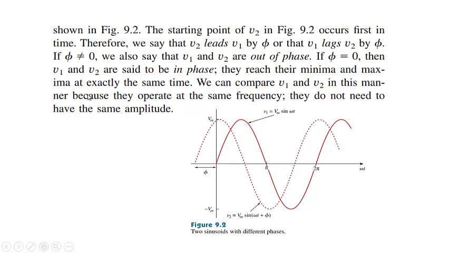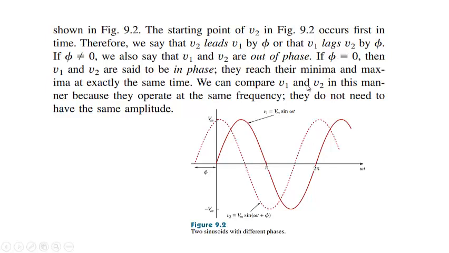If phi is 0, then V1 and V2 are said to be in phase. If they are in phase, you will see as if there is only one sinusoid. They have the same peak and reach their maxima and minima at exactly the same time, and they also cross 0 at the same time.